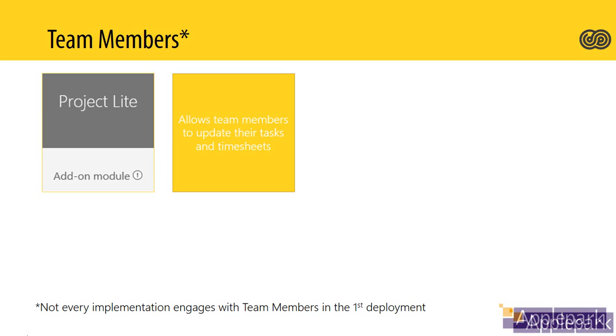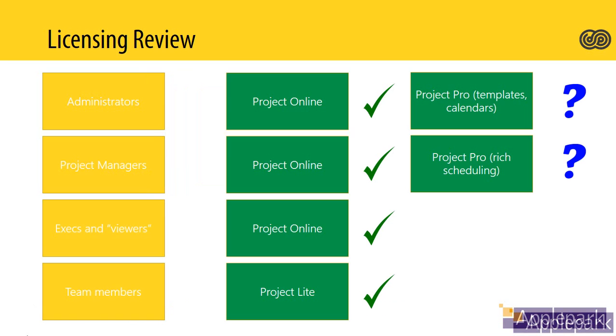And also, just in terms of engagement, very rarely do I engage with the team members in the first iteration of any project. There's too much change going on in an organization if I'm getting these guys involved. And again, I end up with a technical success but a business failure because Project Online and Project Server won't be used. So here's your quick licensing review against the different audiences that you'd expect to engage with within a Project Online environment. Does that make sense, or does it start to clear those waters?